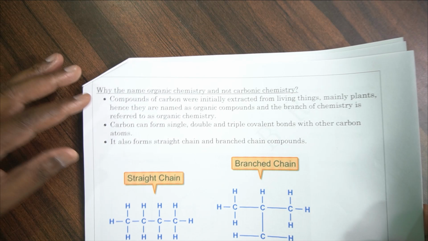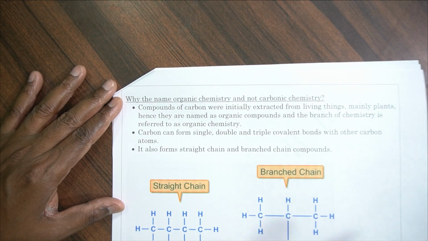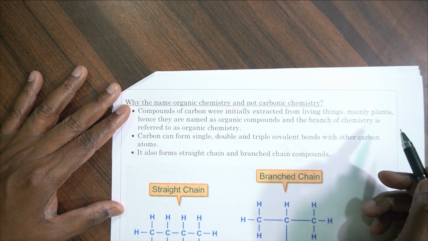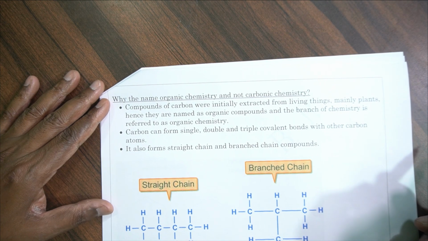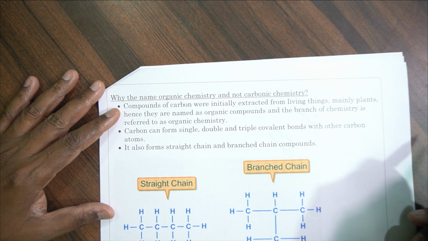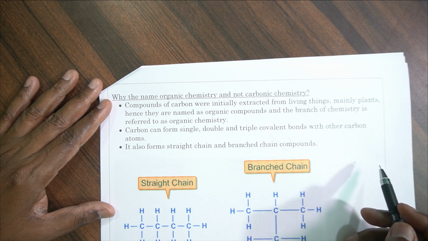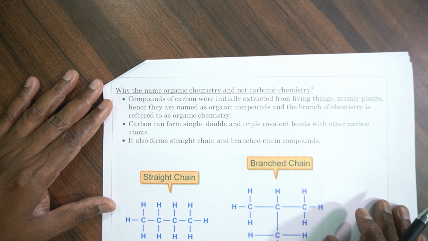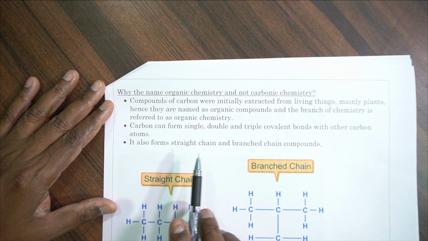Now let us understand why this name organic chemistry is given. Since we are studying the compounds of carbon, why don't we name it carbonic chemistry? Why is it named organic chemistry? So this is a question. So what is the answer?